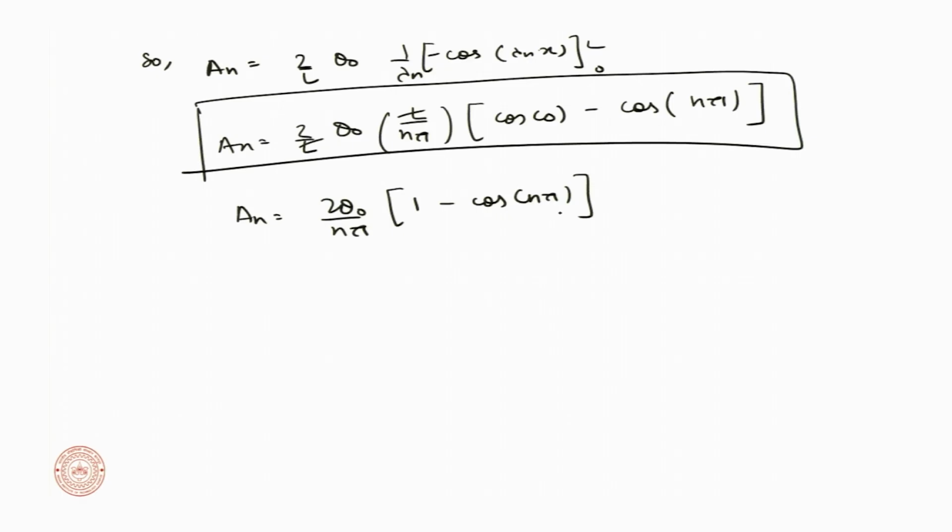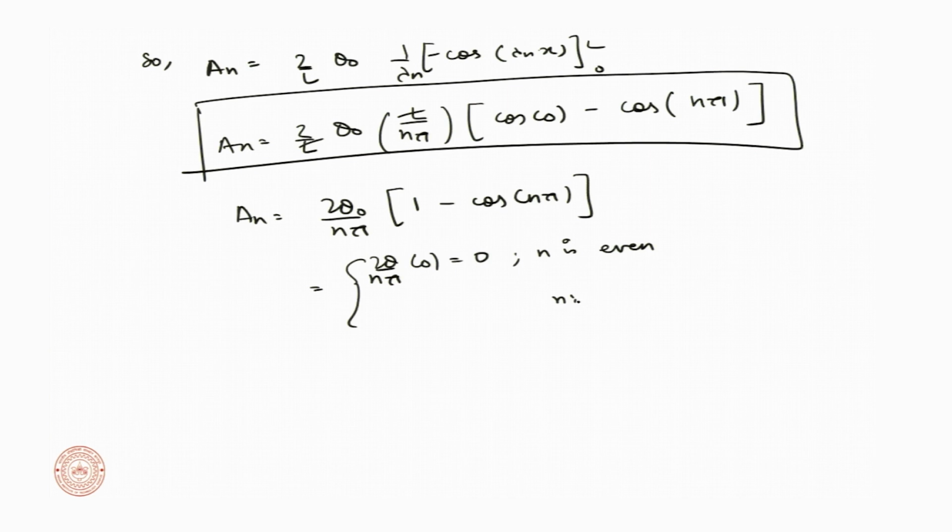We can substitute this An value back into our expression, but if you notice something, if n is even, in 2 theta naught by n pi, n pi even means that cos of 2 pi is 1, cos of 4 pi is 1, so this term becomes 0. So, this will be 0.